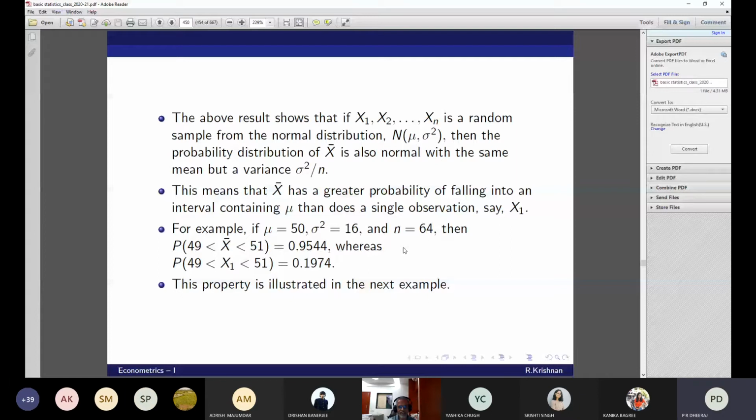As we increase n, the Central Limit Theorem. What is this? Concentrate on x bar. What is the sample size of x bar? X bar is calculated from how many observations? 64. I gave you the answer right before. X bar has a greater probability of falling into an interval containing mu than a single observation x1.